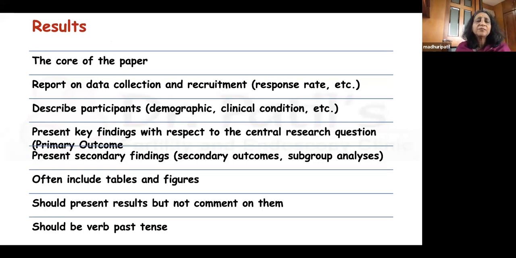In the results, we have to report on the data collection as well as the recruitment. Describe the participants with respect to their demography, their clinical conditions, and any other factor if present. And then we have to present the key findings with respect to the central research question, that is the primary outcome. And then, if present, secondary findings, that is the secondary outcome or subgroup analysis, and whatever we do post hoc. It is best to include tables and figures, which should present results but not comment on them, and the results should be presented in the past tense.